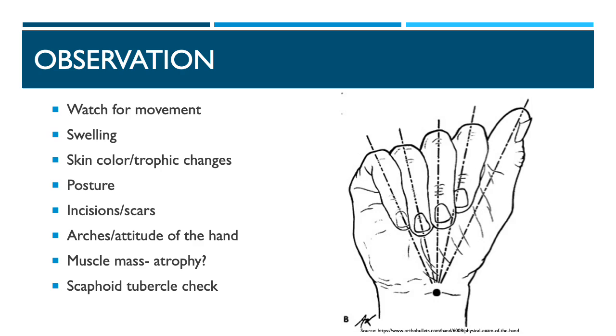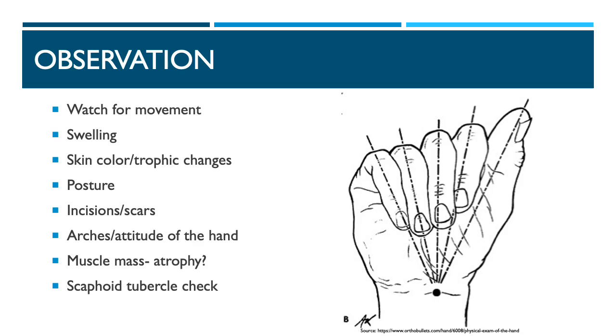Other things you can visually look for: see if there's any swelling or edema, any changes to the color of their skin or any trophic changes. Are they sweating a lot? That kind of stuff. How's their posture? Are they hunched over? Do they have horrible kyphosis? And they're complaining of nerve issues, and you're like, there might be something more proximal going on. Are there any incisions or other scars?